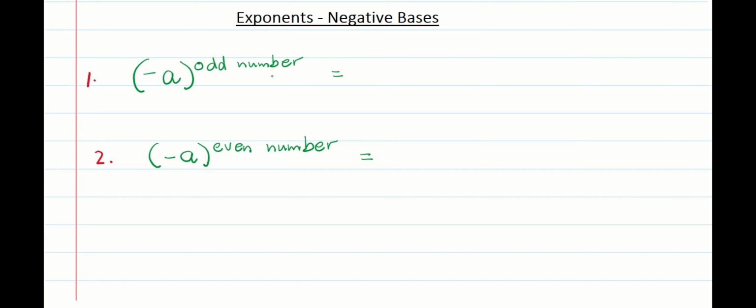For example, if you have a negative number or a negative variable inside a bracket and an odd exponent outside the bracket, your answer sign is always negative. If you have a negative number or a negative variable inside a bracket, but the exponent outside the bracket is an even number, your answer will always be positive.